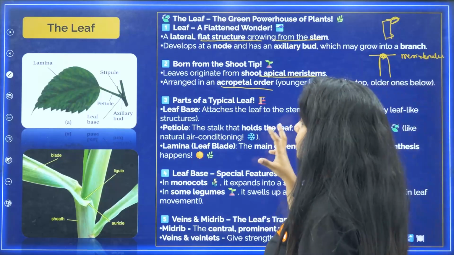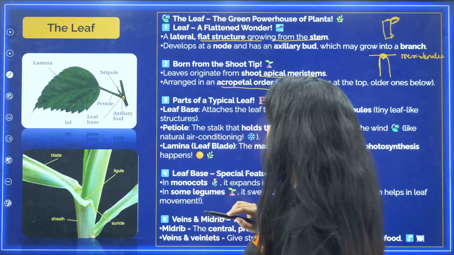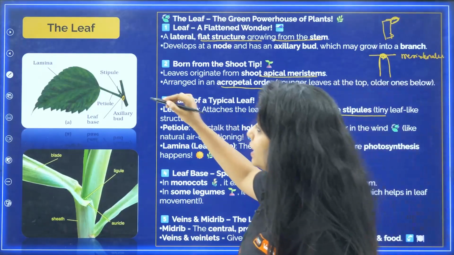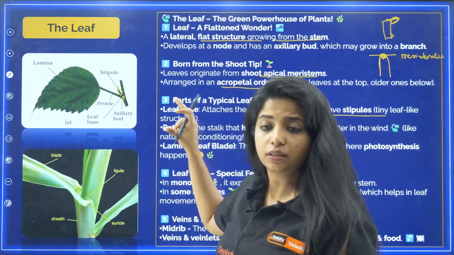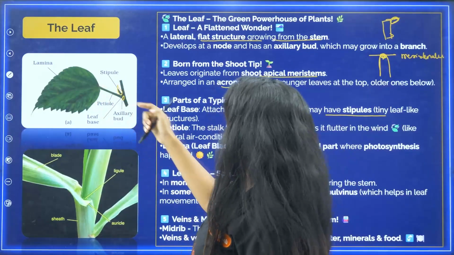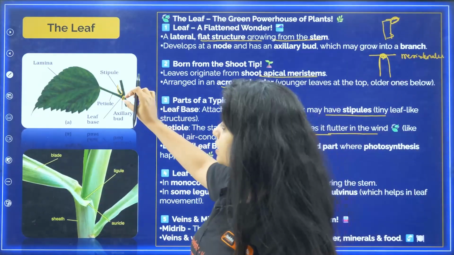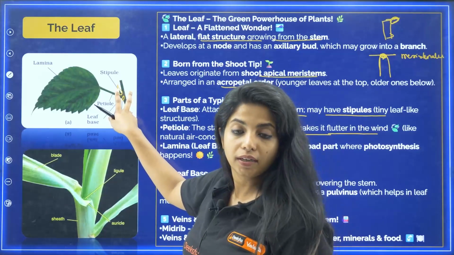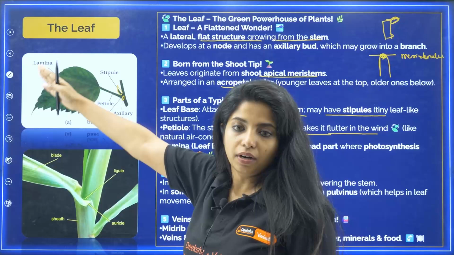Now, parts of a typical leaf. So the leaf, my dear children, has a leaf base. It has a base that attaches the leaf to the stem, and may have stipules, that is tiny leaf-like things. So as you can see over here, there are tiny leaves that you can find at this leaf base. Okay, now there is a petiole, the stalk that holds the leaf and makes it flutter in the wind. So over here, this is a petiole that acts as a stalk that connects the node or the base with the leaf as a whole.